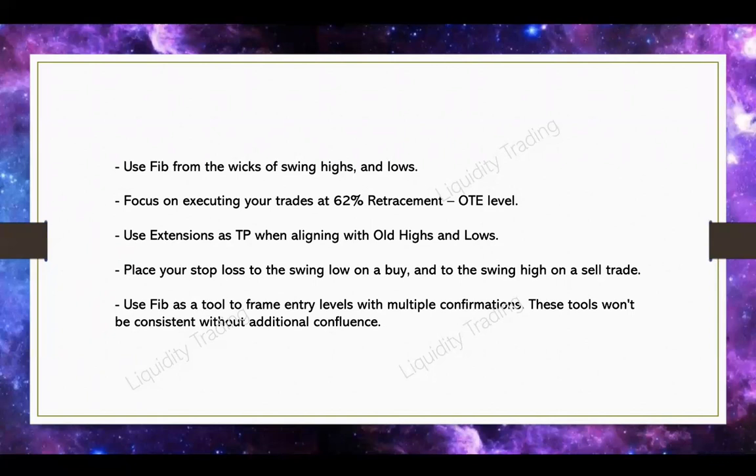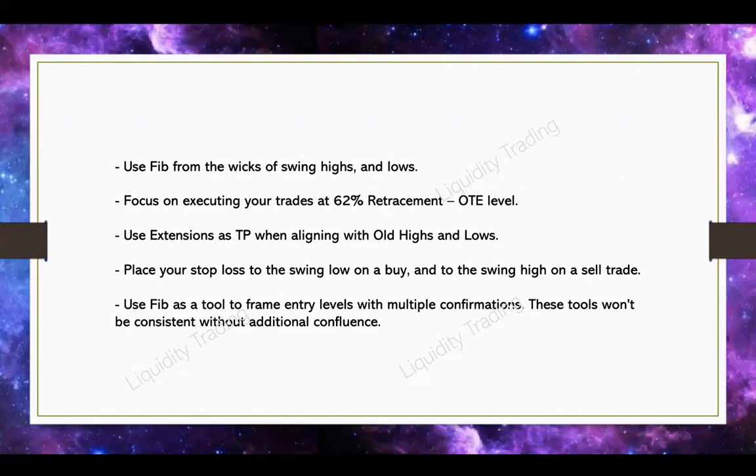Now focus on executing your trades at the 62% level. That's the optimal trade entry, OTE, and you will not be wanting to focus on anything lower. In hindsight, a lot of times the market will look like it retraces to the lower levels, and sometimes you will be wanting to take trades on lower fib levels. However, if you're not taking trades on the 62%, you will not become consistent with your entries.